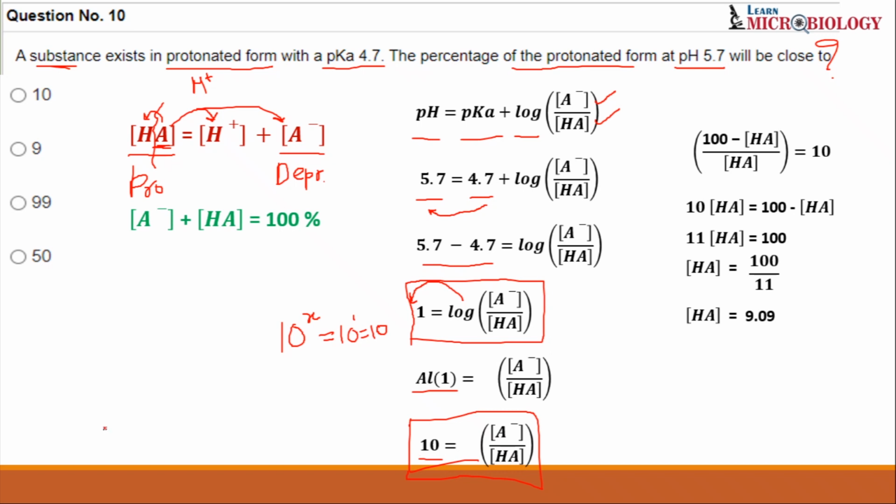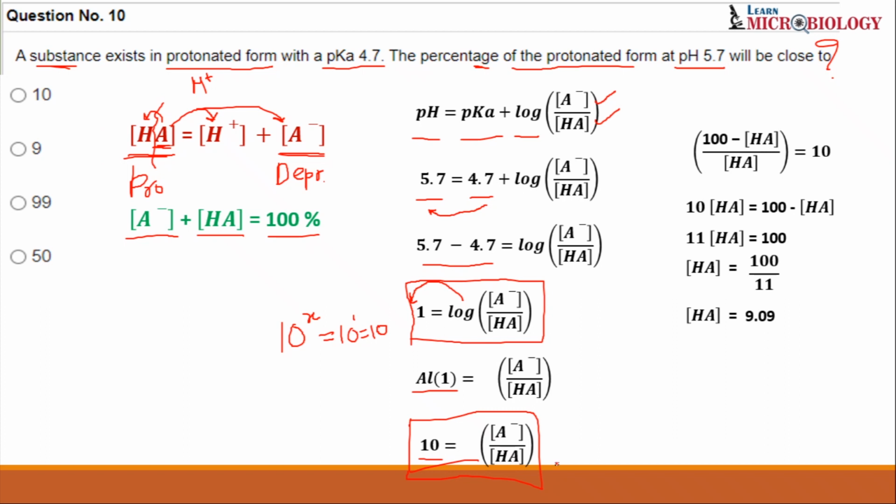The concept is like this. We know that in a solution, the substance A will be in two forms. One is the protonated form, and the other is the deprotonated form. But we don't know their individual concentrations. But we can be sure that the concentration of A minus and the concentration of HA will add up to 100%, because the substance containing A will be found in two forms, and when we add both their concentrations, we will get 100%. Yes or no?